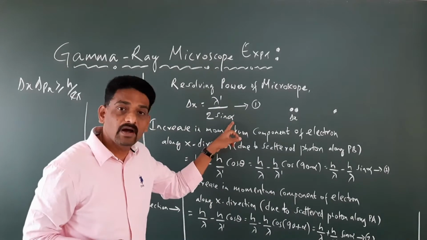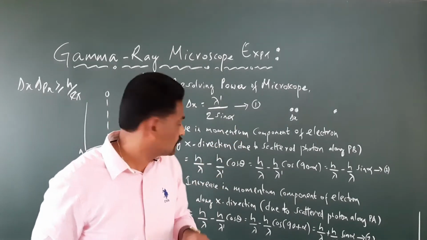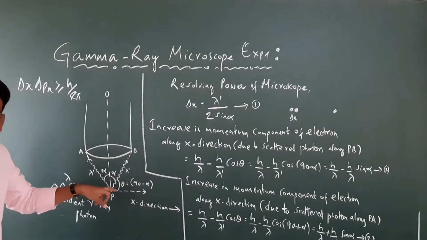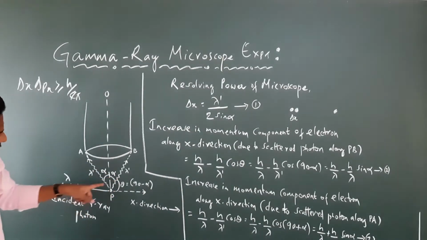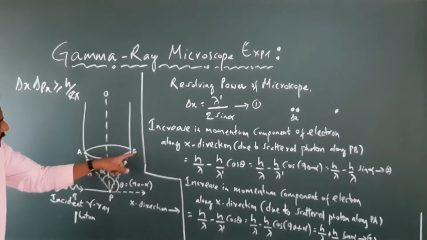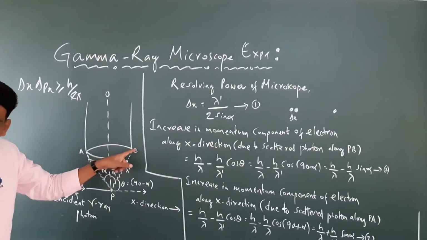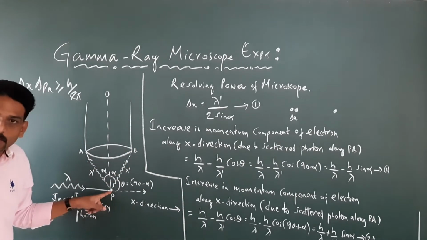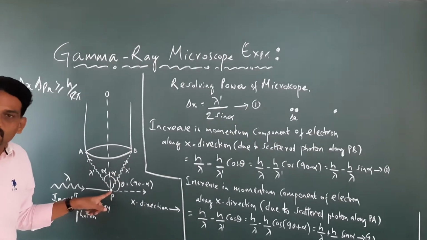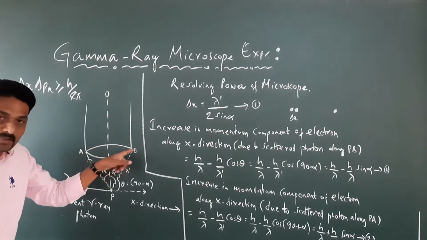And what is this alpha? This alpha is what is known as the semi-vertical angle. You can see from this diagram, this is angle alpha. What is angle alpha? This is the eyepiece of the microscope. AB is the eyepiece of the microscope. Here let's say we have a point object called P. We are trying to view this point object P through the microscope, through the lens AB.